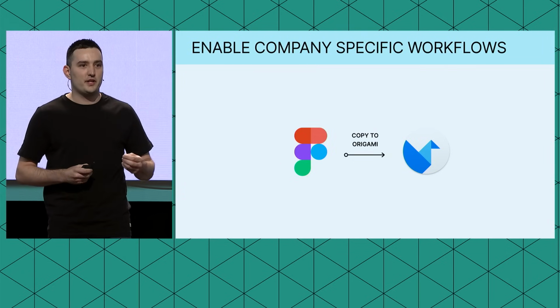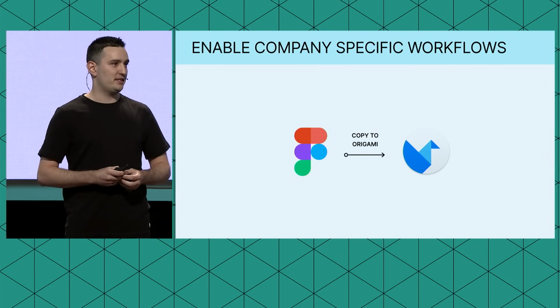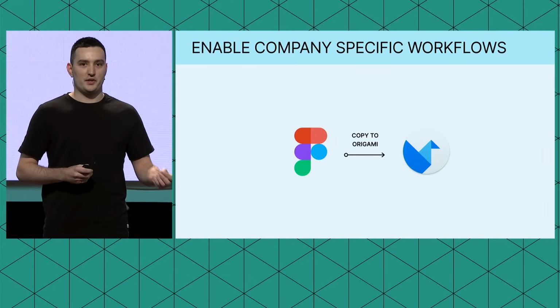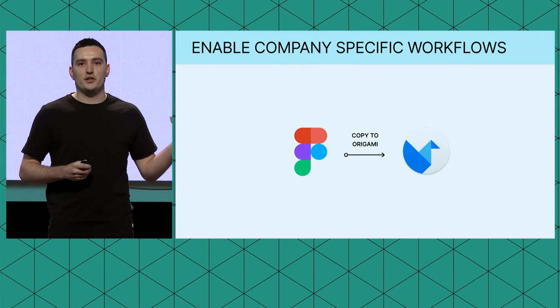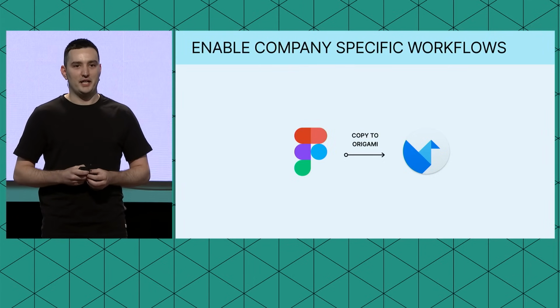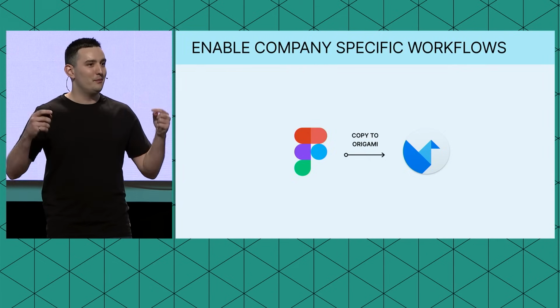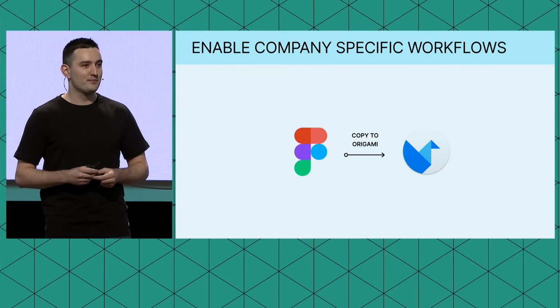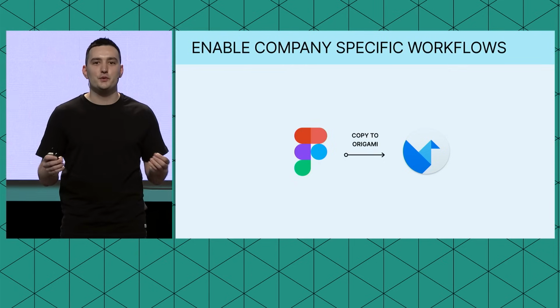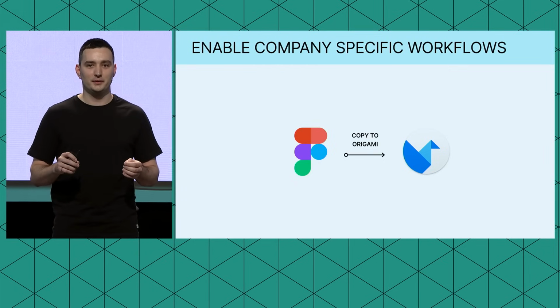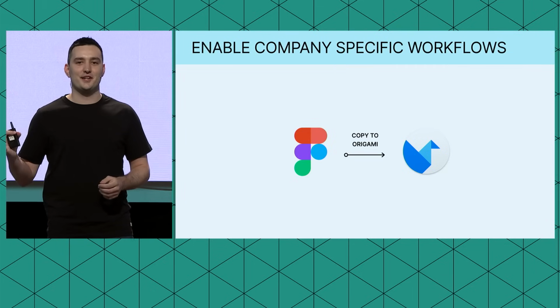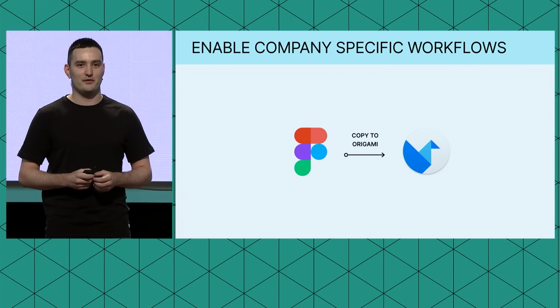Another use case for custom plugins is to enable company-specific workflows. For example, a designer may want to copy their Figma designs to Origami. Origami is a high-fidelity prototyping tool built in-house at Meta. And while the file types for these 2 tools are not natively compatible, custom plugins allow designers to make the transition at a click of a button.